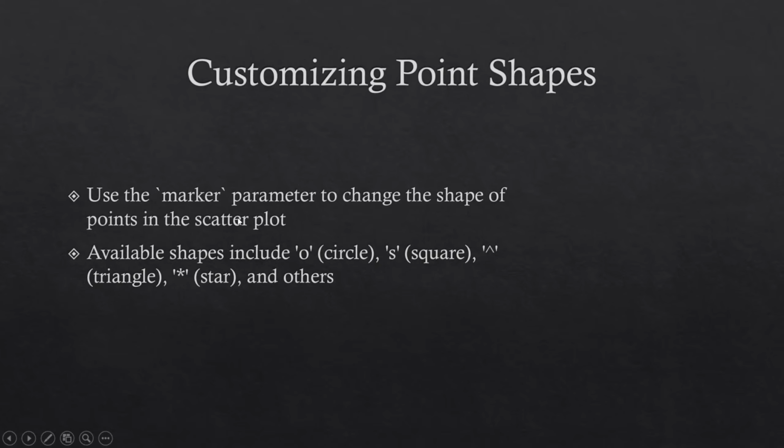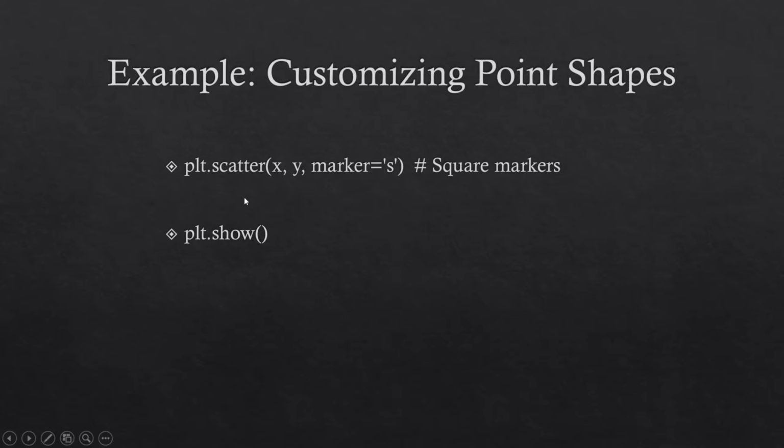Use the marker parameter to change the shape of points in the scatter plot. Available shapes include o for circle, s for square, star, and others. plt.scatter(x, y, marker='s') for square markers.